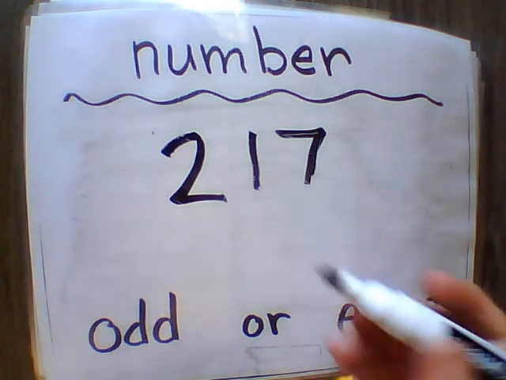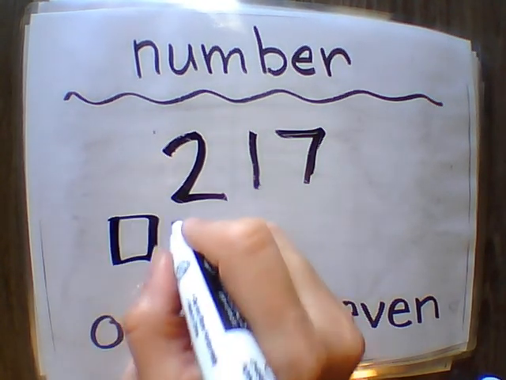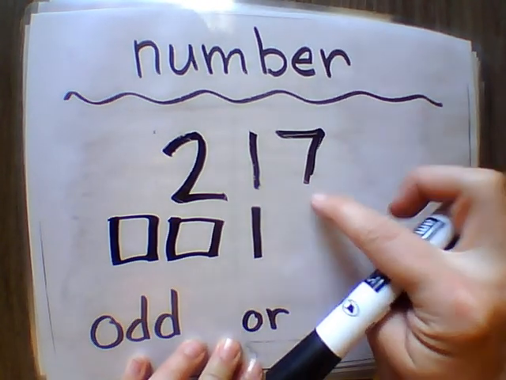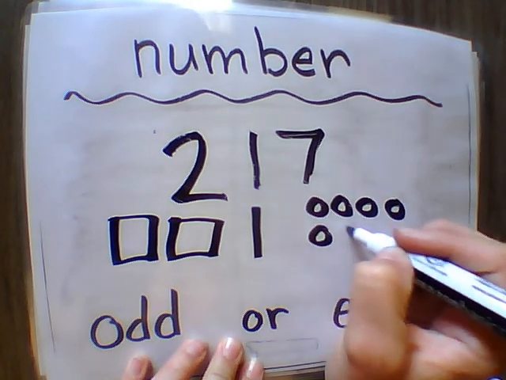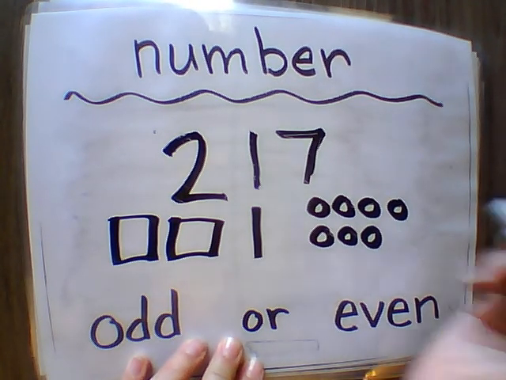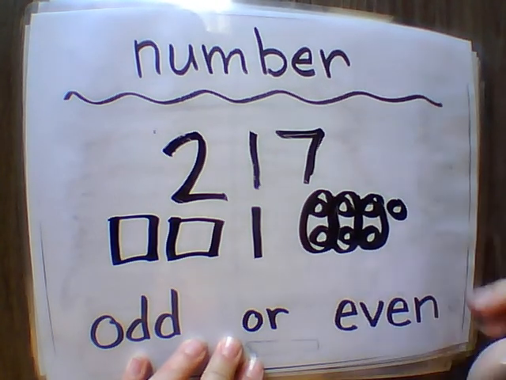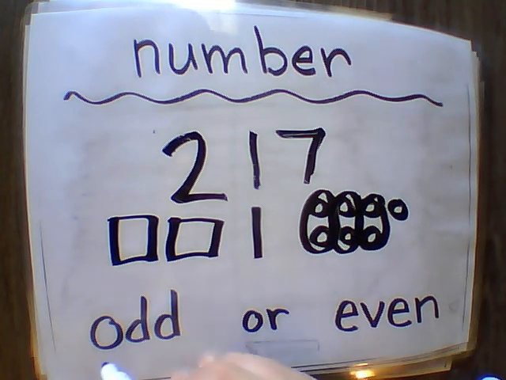Okay, so let's review. We have two hundreds, so I'm going to draw two large squares, 1 10 and 7 ones. Then I'm going to make them into pairs. I have one left over, so that means our number is odd.